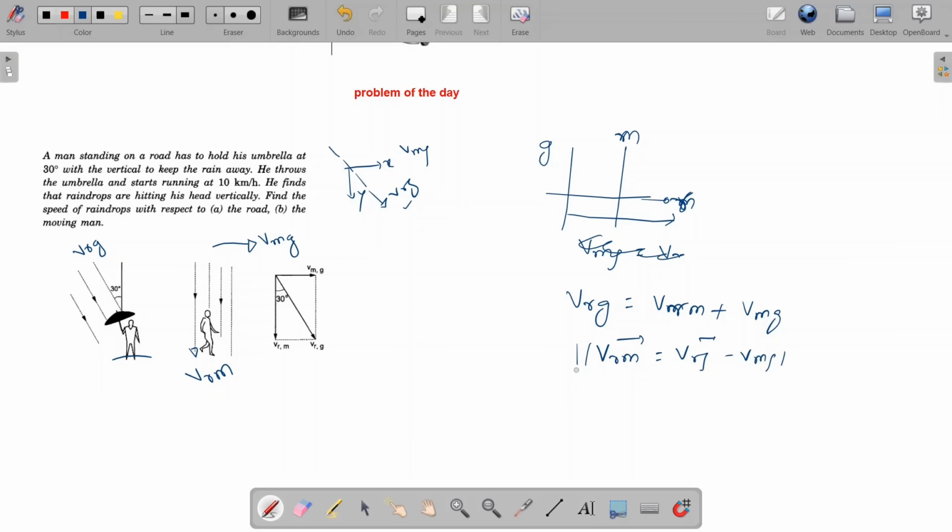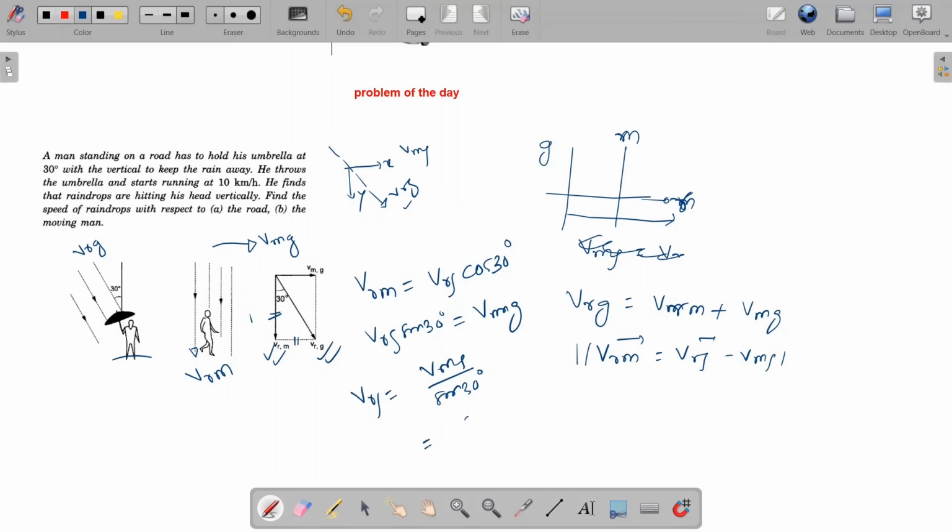Okay, now let's try to understand. VRM is already given in the y direction. So whatever the component of velocity of rain with respect to man in this direction will be equal to velocity of rain with respect to man. If from this triangle I show, this is the base, so this will be the cos theta. So I can write VRM as VRG cos 30 degree. And the velocity of rain with respect to ground in the perpendicular direction, that is VRG sin 30, is nothing but the VMG. Now VRG can be written as VMG by sin 30 degree, and sin 30 is nothing but a half, so this is equal to twice VMG.